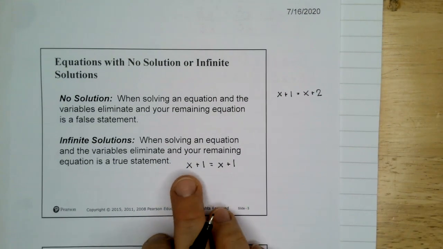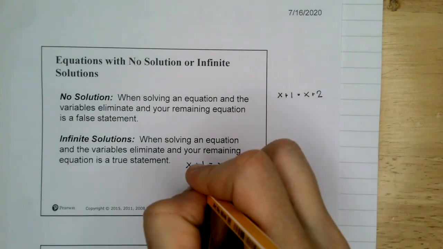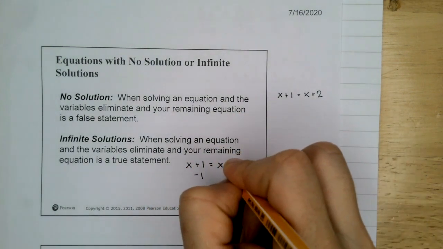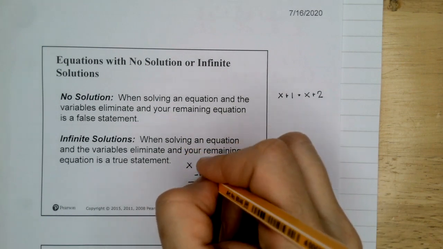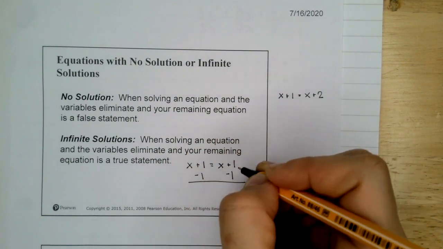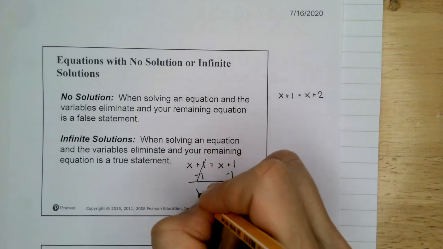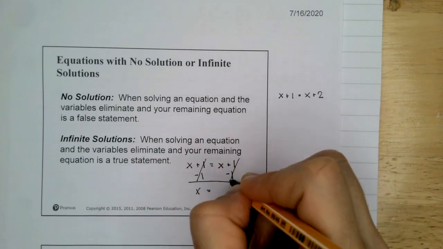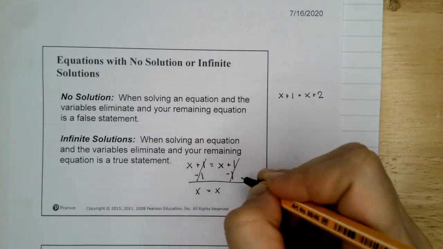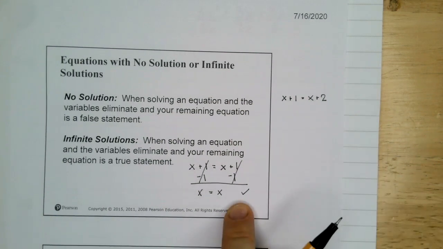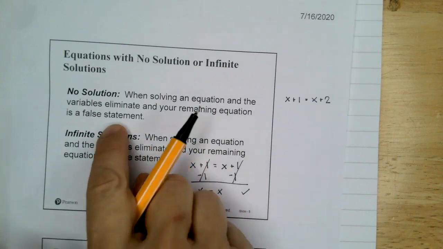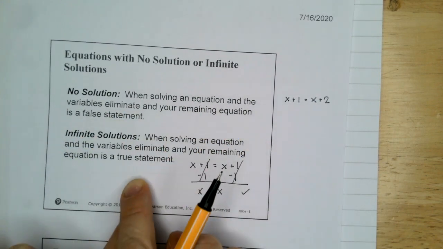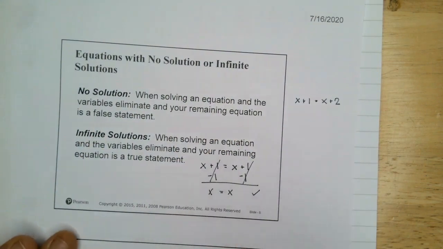We said x plus 1 is equal to x plus 1. We can subtract 1 from each side to solve for x. I'm going to move the 1 before I move the x. Subtract 1 from that side, I get x. Subtract 1 from this side, I get x. X equals x. That's true. And it doesn't matter what other numbers there are. X is going to equal x. No matter what number you put in for x, it's going to be infinite.